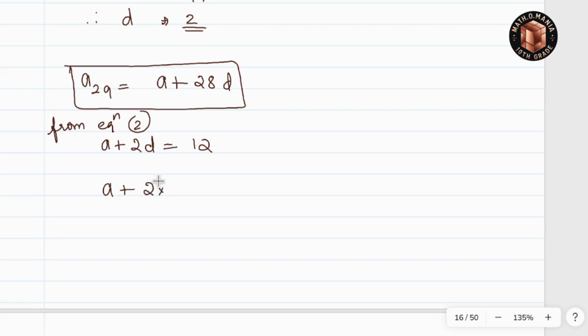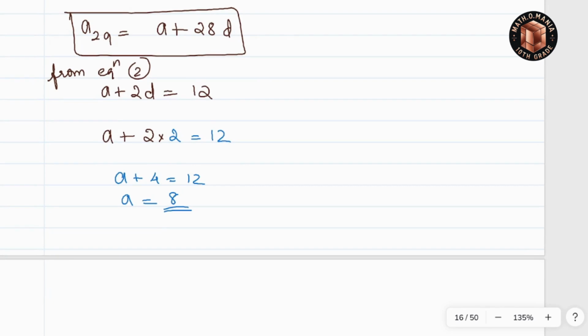A plus 2 into, what is the D here? D equal to 2, right, which is equal to 12. That is A plus 4 equal to 12. Therefore, A equal to how much? 12 minus 4, which is equal to 8. Now I got the value for A. Now I know the value for D.